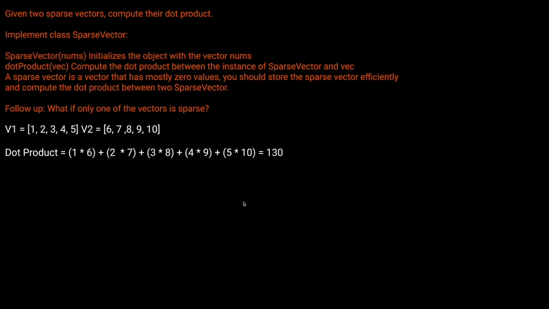Today we're going to be solving LeetCode problem 1570, dot product of two sparse vectors. You're probably wondering why I'm making this video. If you look on LeetCode, this question has a 90% acceptance rate, so it can't really be that hard. Why am I wasting my time making this video?